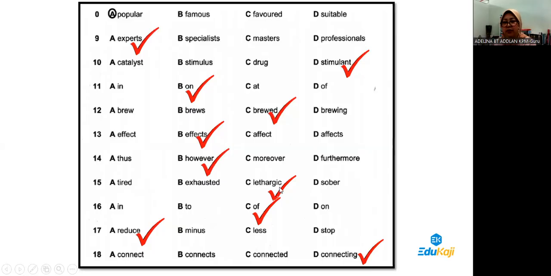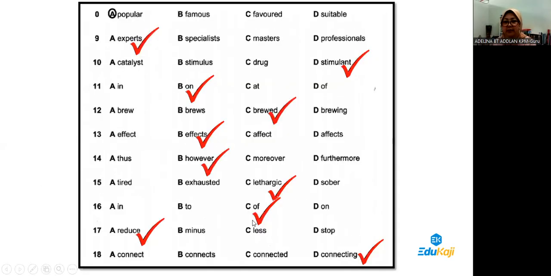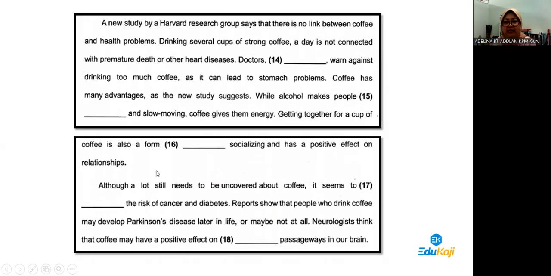Lethargic. Lethargic is another word for tired, right? Lethargic, you feel a little bit more high. You go totally a bit slower, not tired. Tired, you can still be active. Okay, lethargic. So that is a new word that you can learn. Okay, getting together for a cup of coffee is also a form of socializing. See, yeah, I'm correct. Number 17.